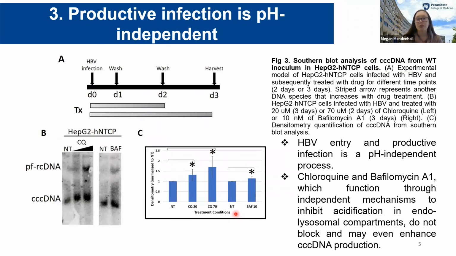In order to further assess the role of the endosomal and lysosomal compartments, we've utilized drugs and treatment conditions shown in figure 3a. We're infecting HepG2-NTCP cells with wild-type HBV, and then treating with drugs that inhibit lysosomal acidification, such as chloroquine or bafilomycin A1. We found that cccDNA is not affected and may even be slightly increased, as shown in figure 3b. This indicates that the HBV entry process is pH independent.